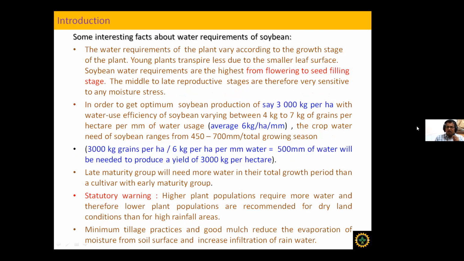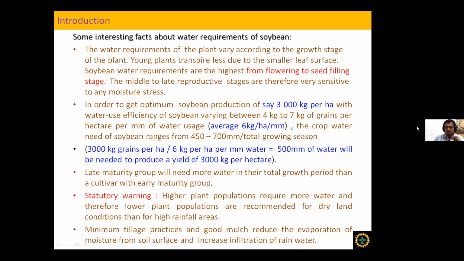Some interesting facts I would like to share about water requirement of soybean. The water requirement of the plant varies according to the growth stage of the plant. Young plants transpire less due to the smaller leaf surface. Soybean water requirement is the highest from flowering to seed filling stage. The middle to late reproductive stages are therefore very sensitive to any moisture stress.